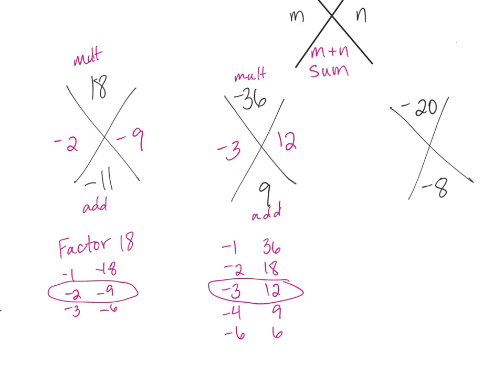So this last one over here, negative 20, I'm going to factor 20. So again, multiply to give me 20, add to give me negative 8. So 1 and 20, 2 and 10, not divisible by 3, so then 4 and 5, and then we're at 5 and 4, and that's all of our factors. Here, they multiply to give me a negative number, so one of them has got to be negative. They add to a negative, so the bigger number needs to be negative.